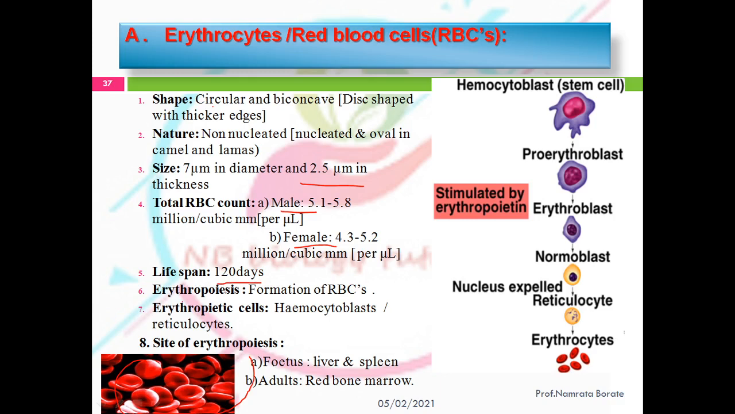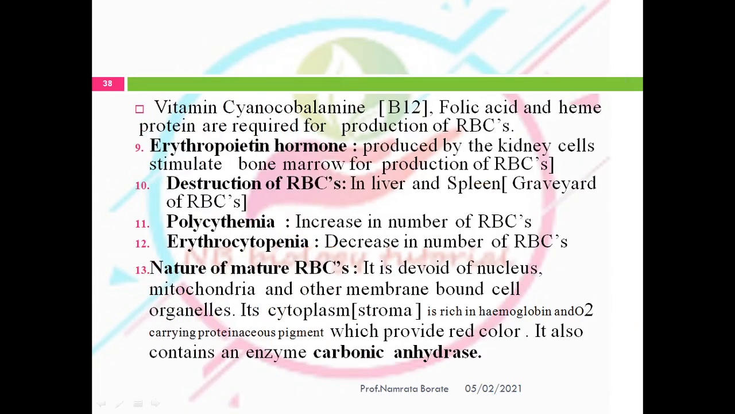The process of formation of RBCs is called erythropoiesis. The erythropoietic cells are the hemocytoblast and the reticulocytes. The RBC is formed in the fetus in the liver and the spleen region, but in an adult person, it is formed in the bone marrow tissue, that is, the red bone marrow tissue.